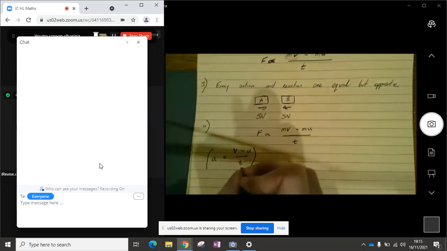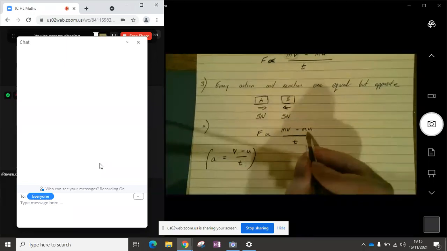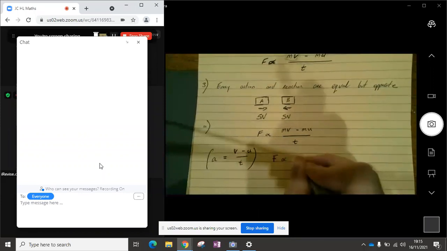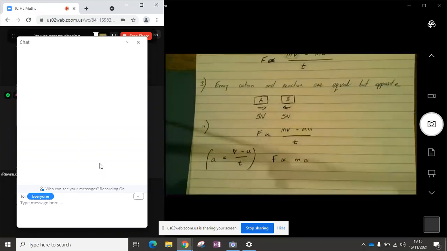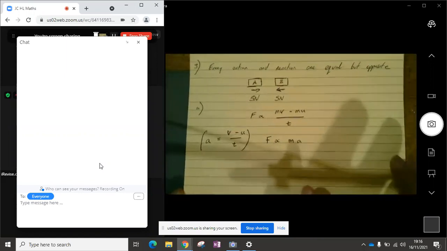So, (v minus u) over t. We're going to sub a in for (v minus u) over t, and we're left with F is proportional to m times a. Now, we want to get rid of this proportional symbol. We need an equals. We want F equals ma.